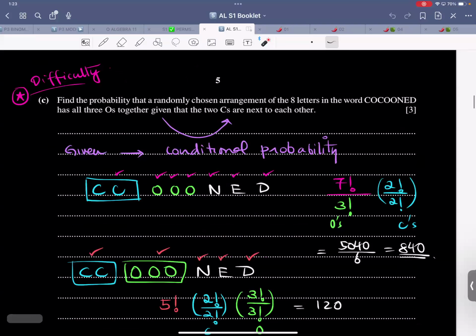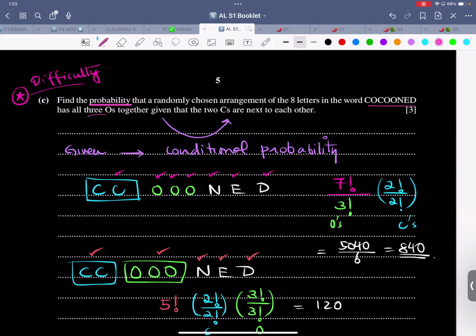Okay, now this one was something difficult that came in that paper. Find the probability, always do underline. So let me just underline over here. Let me choose a color marker. Find the probability that a randomly chosen arrangement of the 8 letters in the word cocooned has all the 3 O's together, given that the 2 C's are next to each other.